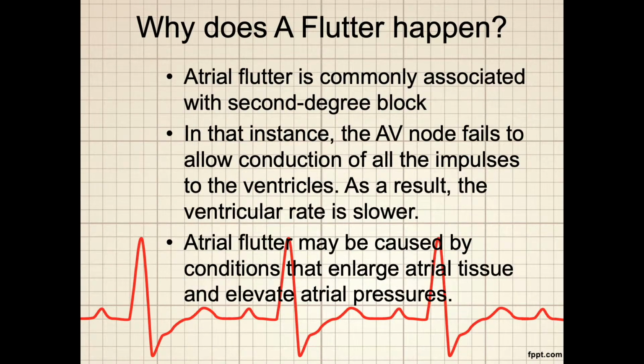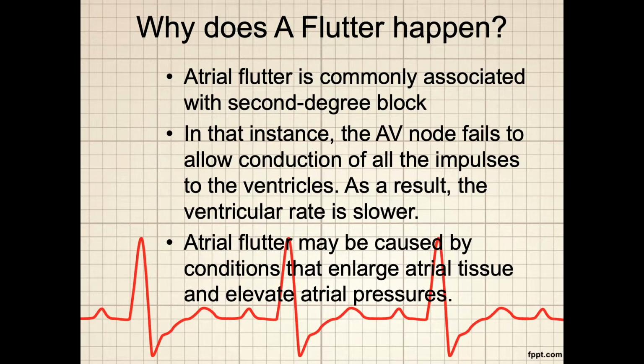What predisposes a person to atrial flutter? Well, atrial flutter is commonly associated with second-degree heart block. In that instance, the AV node fails to allow conduction of all the impulses to the ventricles. As a result, the ventricular rate is slower. Atrial flutter is commonly found in patients with severe mitral valve disease, hyperthyroidism, pericardial disease, and primary myocardial disease. The rhythm is also sometimes encountered in patients after cardiac surgery or in patients with acute MI, chronic obstructive pulmonary disease, COPD, and systemic arterial hypoxia.